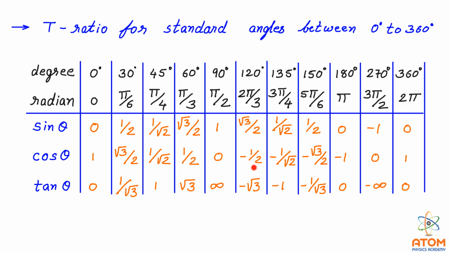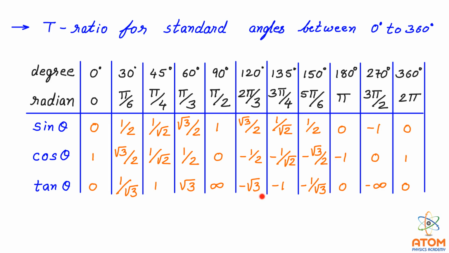Cos 120 is minus 1 by 2. Cos 135 is minus 1 by root 2. Cos 150 is minus root 3 by 2. Cos 180 is minus 1. Cos 270 is 0 and cos 360 is 1.